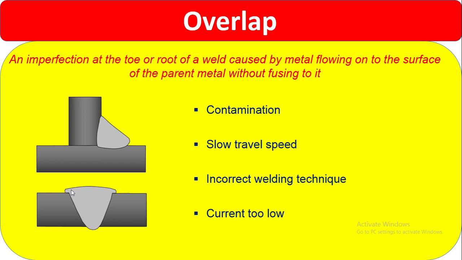So why is this overlap there: contamination, slow travel speed, incorrect welding technique, current too low. If there is contamination, definitely overlap will be generated. Slow travel speed: if your travel speed is very slow but your melting metal is very high, definitely overlap will be generated. Incorrect welding technique: if your technique is wrong, it's not as per the WPS, and if you are doing it as per your own idea, definitely overlap will be there. And current too low: your melting is very slow, and if you are not going as per the WPS, definitely overlap will be generated, more metal will be deposited at the same place.